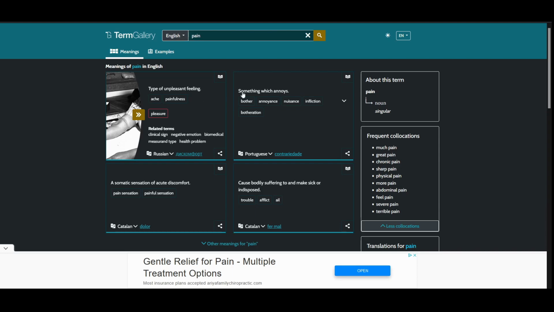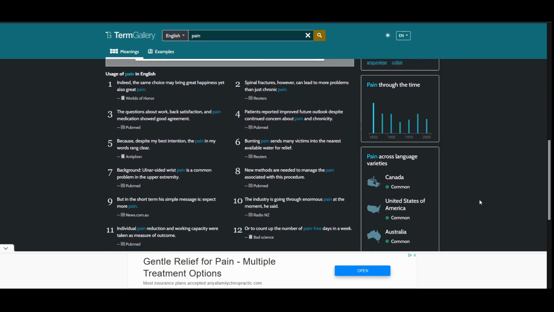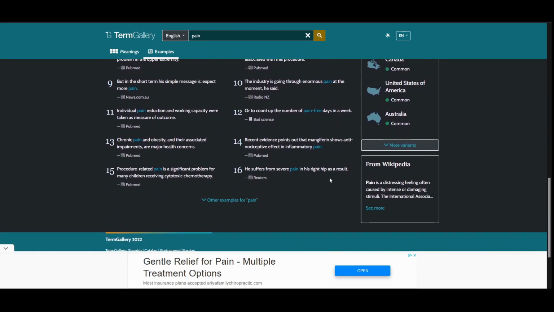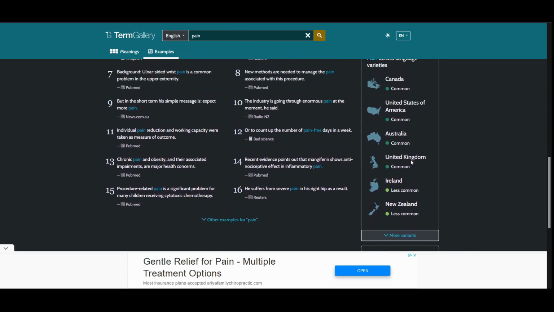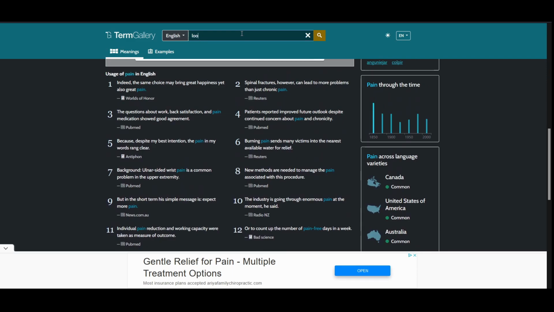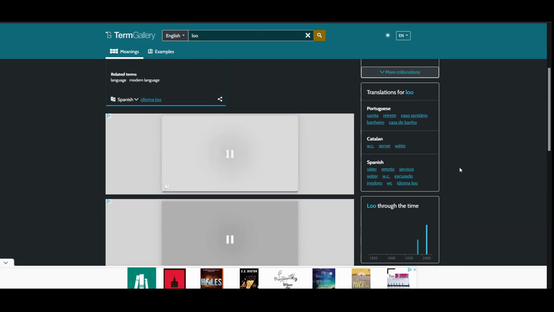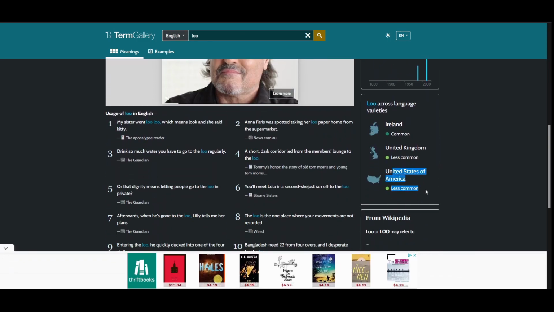Pain: type of unpleasant feeling, something which annoys, somatic sensation of acute discomfort. It even gives us some suggested translations into different languages. So we can see molestia for a bother or annoyance. In general, oh, it's such a pain to go to the store. Okay. We have other meanings. We have usage. We can see usage of words. This is super helpful in terms of painting a fuller picture of particular words. And we can even see how common these words are. If we look up the English word loo, loo is not going to be common usage in the United States, way less common. But that gives you an idea of a fuller picture of that word.